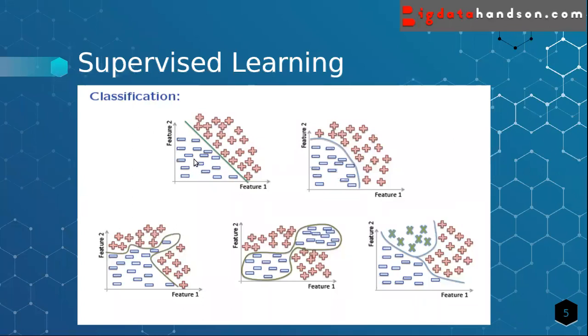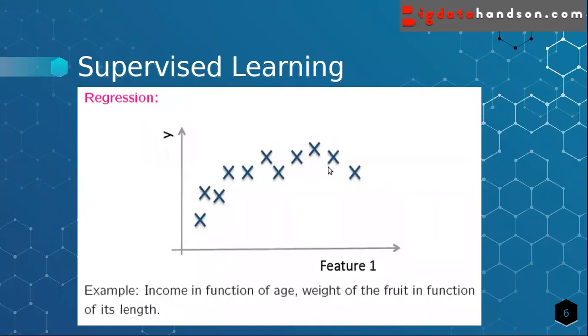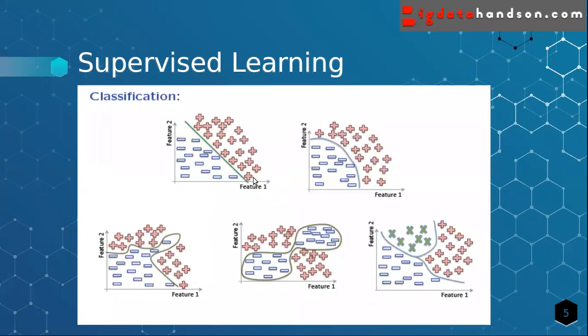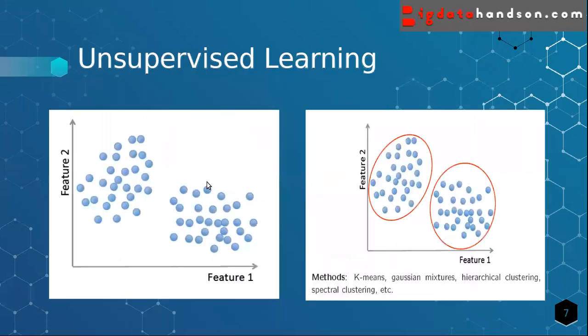If the outcome is categorical, you can choose classification. If it is a continuous type of data, you can choose regression, like income as a function of age, or weight of the fruit as a function of its length. So it's continuous, right? If the outcome is continuous, you can choose regression models. If the outcome is classifiable, like categorical data, one or two or more, then you can choose classification algorithms. Okay, let's see unsupervised learning.